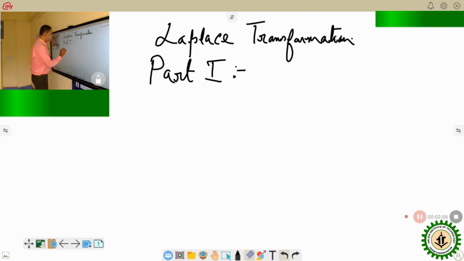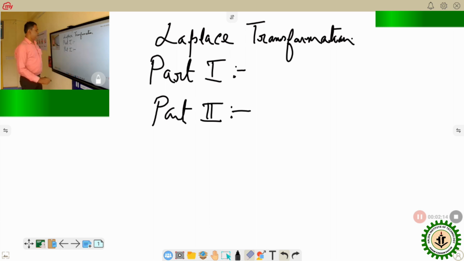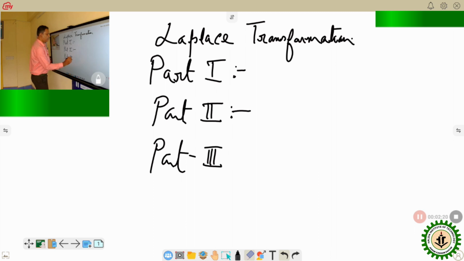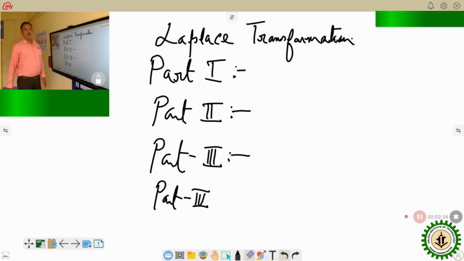In part 2, I will mainly focus on the properties of Laplace transform and some related problems. In part 3, I will focus on inverse Laplace transform and some of its properties and some illustration of the properties. In part 4, I will be taking some more properties of inverse Laplace transform and how the entire concept of Laplace transform can be applied in solving linear differential equation. This is how I will proceed. In today's lecture, I will be mainly focusing on part 1.